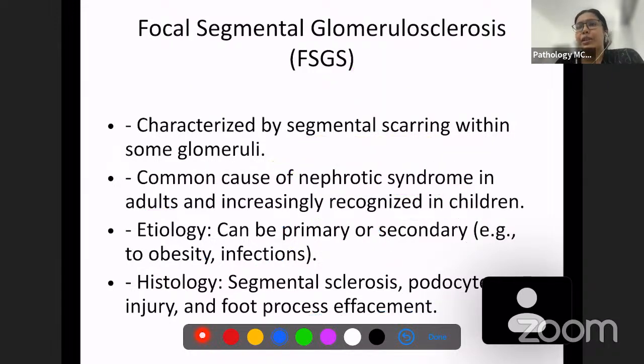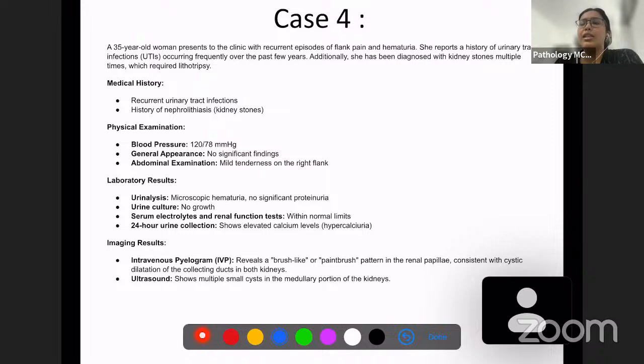Now, this is another case, number 4. In this case, we have a 35-year-old woman who presents with recurrent episodes of flank pain and hematuria. Okay, so this is a slightly different case. This is not a case of nephritic or nephrotic syndrome, but a case of congenital disease. Now we're going to discuss a few congenital diseases. Flank pain and hematuria. She reports a history of urinary tract infection. So remember, she has recurrent UTI.